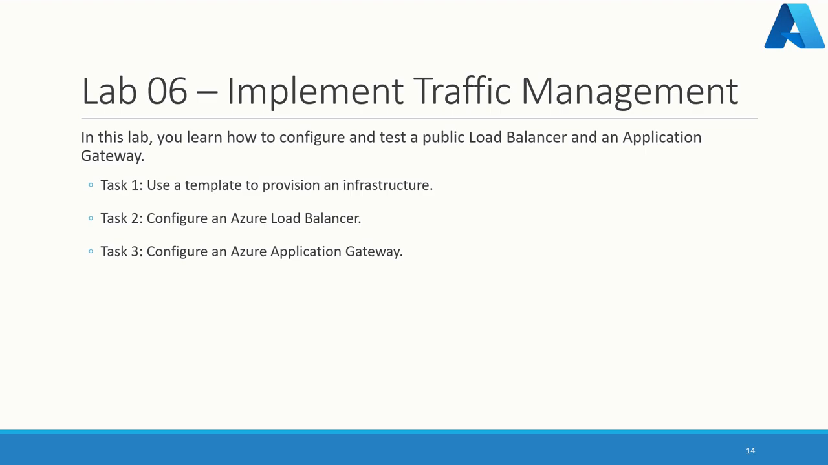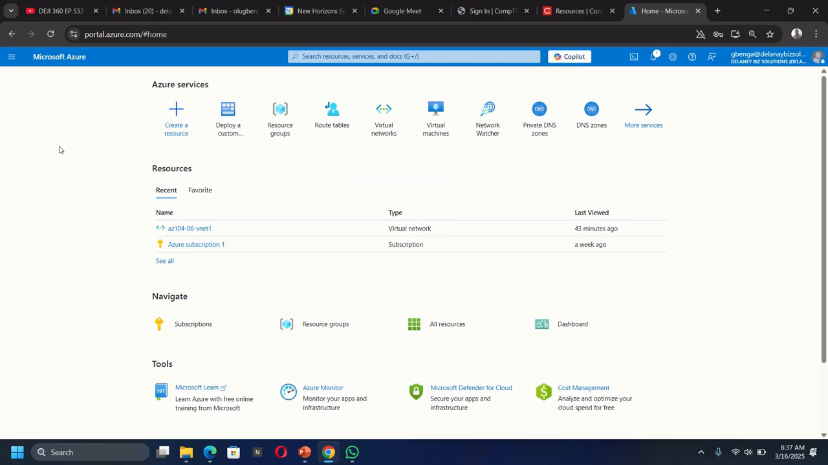Then in task 2, I'll go ahead and configure Azure Load Balancer, and in task 3, I'll go ahead and configure Azure Application Gateway. This is my Azure portal. I will now go to task 1. In task 1, I'm going to use a template to provision an infrastructure. So in this task, I'm going to use a template to deploy one virtual network, one network security group, and virtual machines. Also, inside the virtual network, we are going to have 3 subnets and one virtual machine per subnet.